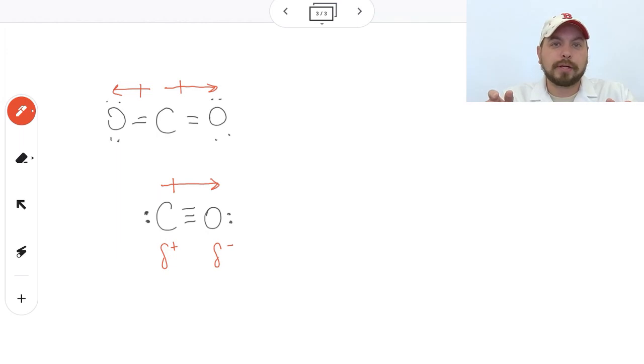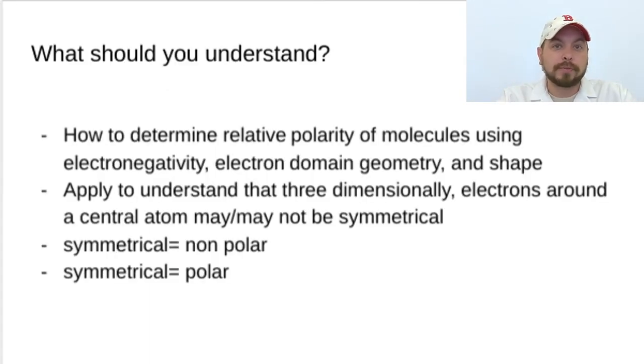So when we're looking at polarity, we're looking at asymmetry of the electron cloud. And if you're ever going to describe something as polar or nonpolar, the way you do it is by referencing the relative symmetry of the overall electron cloud around the central atom. So that's the end of this video. Today we looked at how to determine relative polarity of molecules using our understanding of electronegativity, electron domain geometry and shape of molecules, and then we applied it by understanding that three-dimensionally electrons around a central atom may or may not be symmetrical around that central atom. If they're symmetrical, it's a nonpolar molecule. If they're asymmetrical, it's a polar molecule.